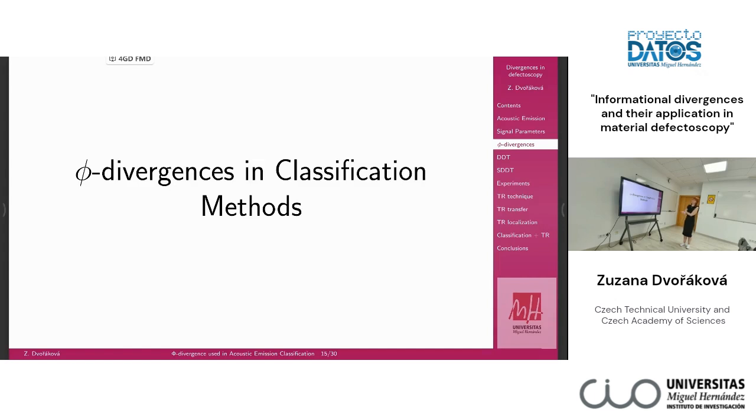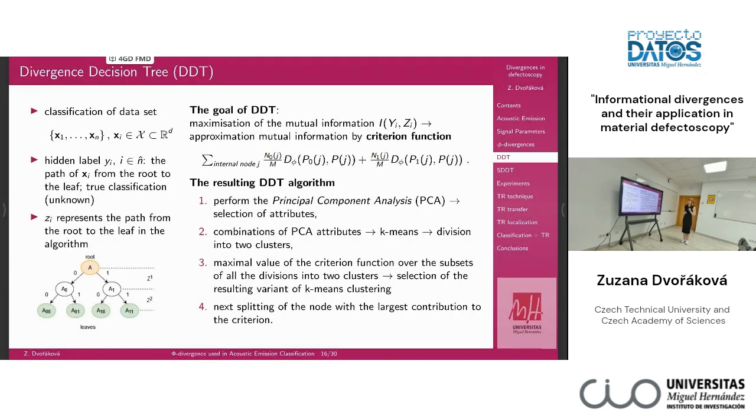So now again to application. It's the main topic of my work. I have talked about how to apply phi divergence as a signal parameter. Now I will show you that we also use phi divergence in a classification method. We have built a so-called divergence decision tree. It's a type of classification method.